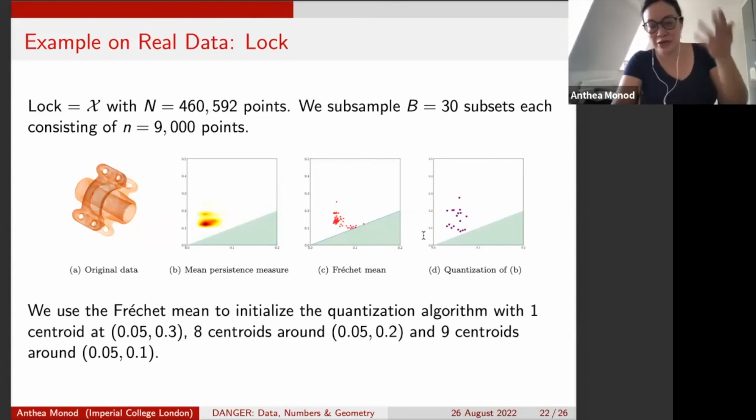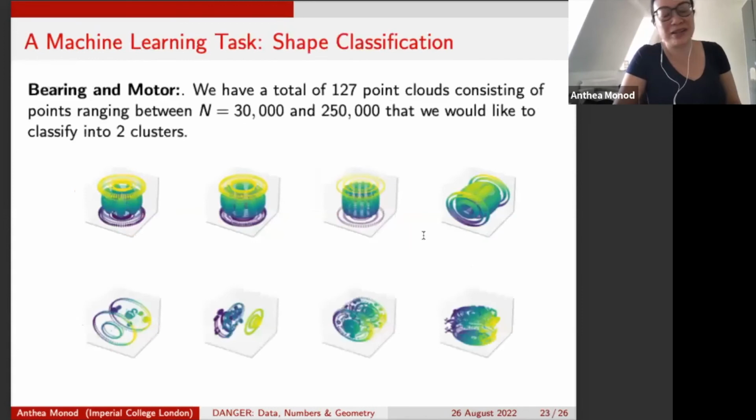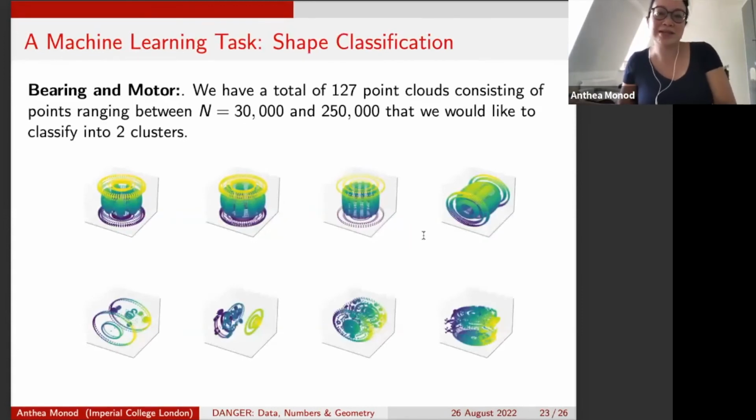Okay, so this is a demonstration on real data. We've seen it already guaranteed for synthetic data. This is the application to real data here. But how does this work if we wanted to actually do some kind of machine learning task, or statistical task? So that's what we did next.